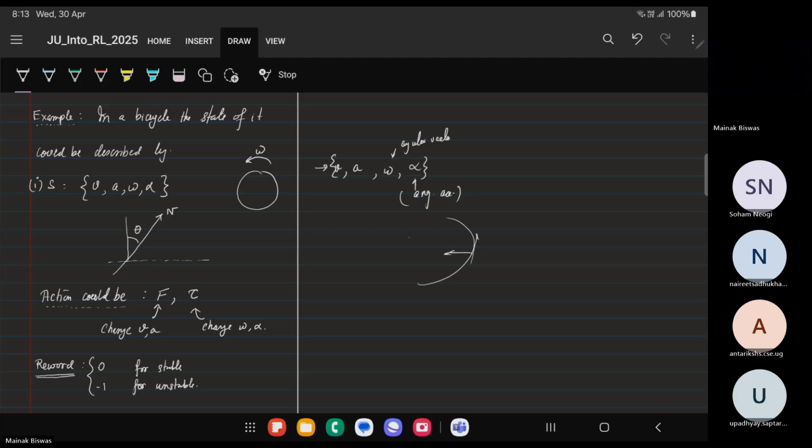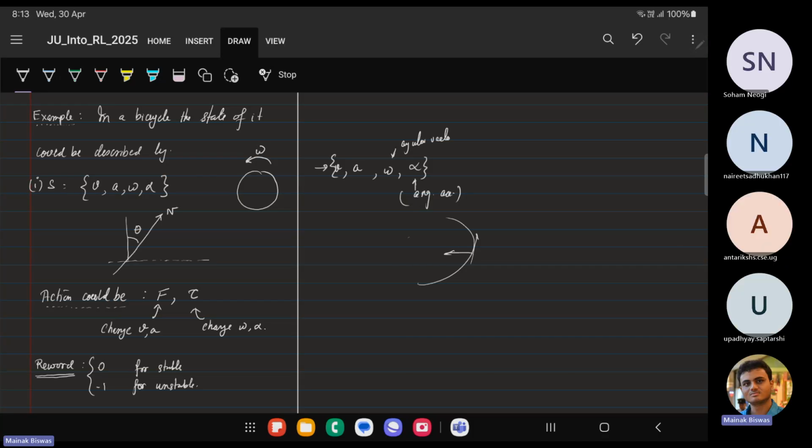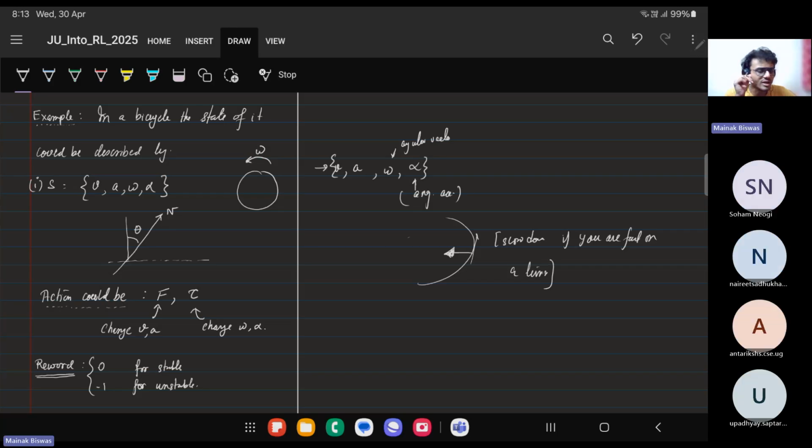Sorry, again. So if the friction does not allow you to go that fast, then what do you do? You say that you slow down. Slow down if you are fast on a turn, right?